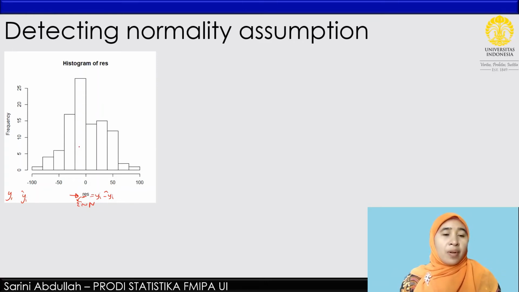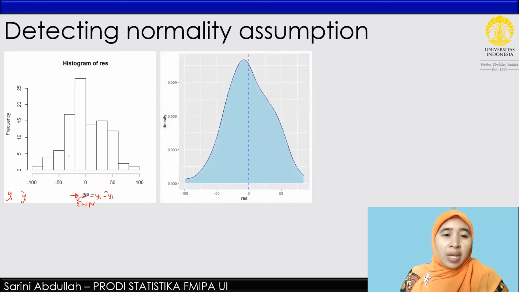This is an example of the histogram of residuals from a simulation that I did. It's not a perfect bell-shaped histogram, but when we are dealing with real data, even close enough to symmetry is already satisfactory to say that the normality assumption is fulfilled.